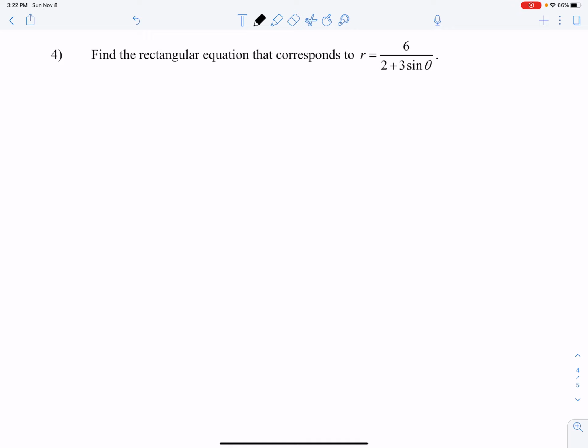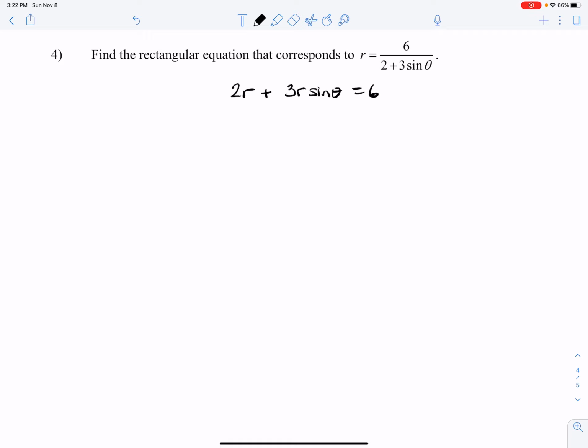And the main thing is, with a hyperbola, your square terms are going to have different signs for coefficients, okay? So there's going to be an x squared, there's going to be a y squared, they're going to have opposite signs. So we'll strive for that. We'll see what we can make happen here. So the first thing I'm going to do, I'm going to multiply both sides by 2 plus 3 sine theta. So that's going to give me 2r plus 3r sine theta equals 6.